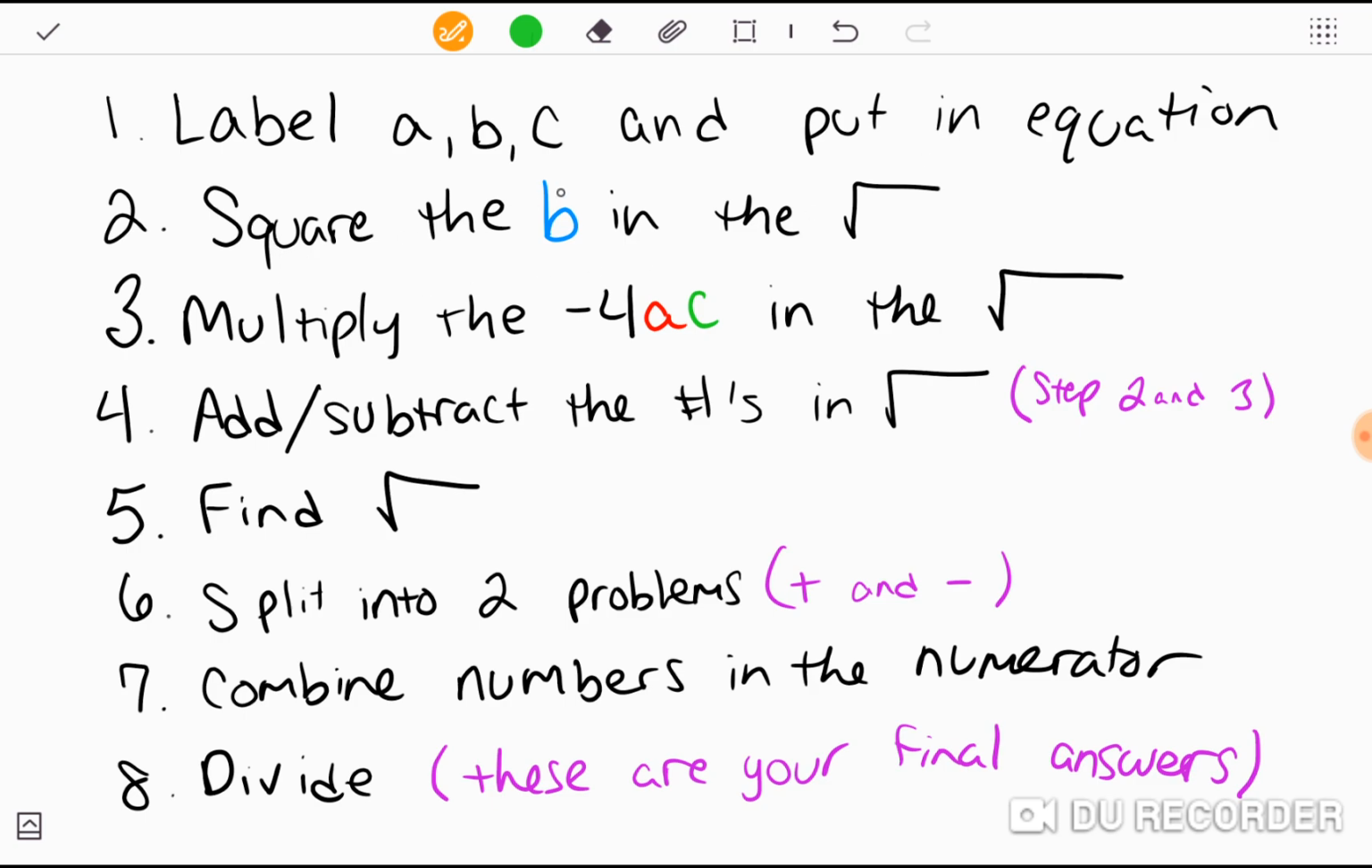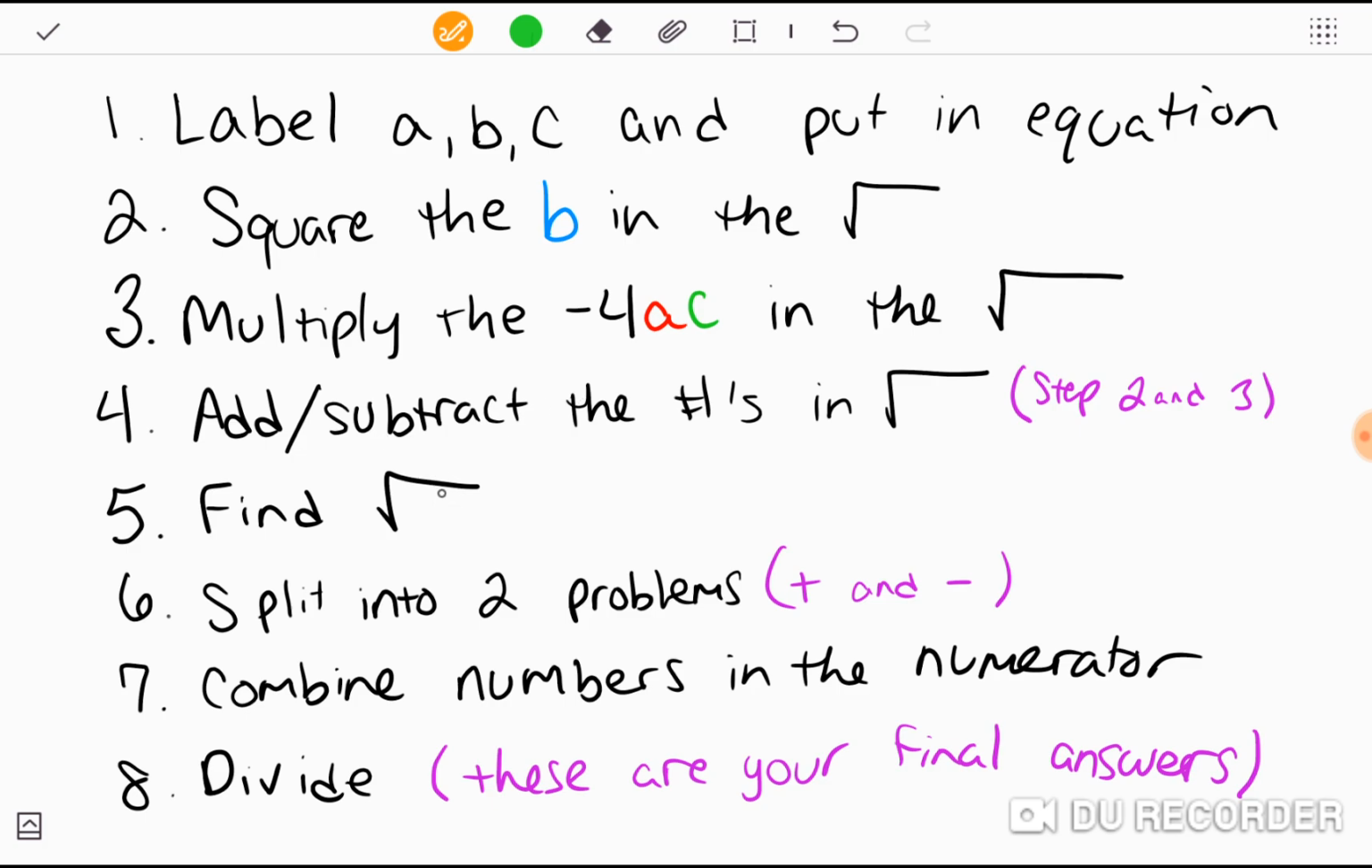Then you square the B inside the square root. So that B squared, square it. Then you multiply that minus 4ac. So the negative 4 times the A times the C, that's inside the square root. Step 4 is combining the number that you get in step 2 and the number that you get in step 3. Then you just find the square root.